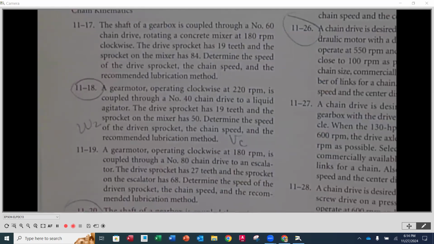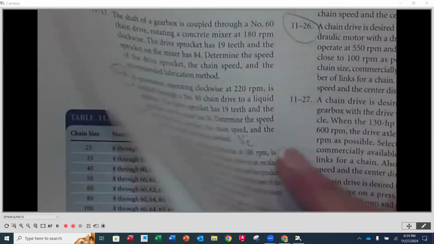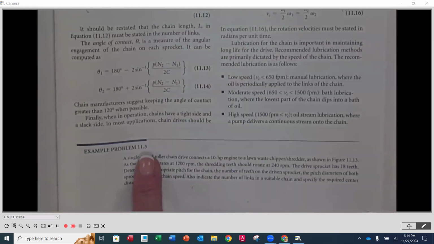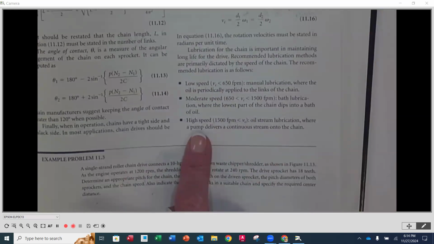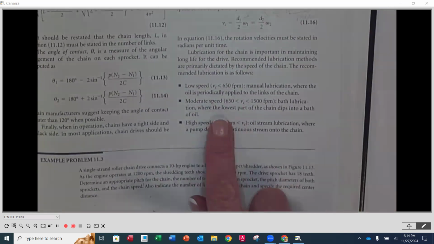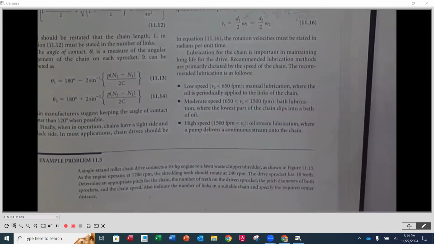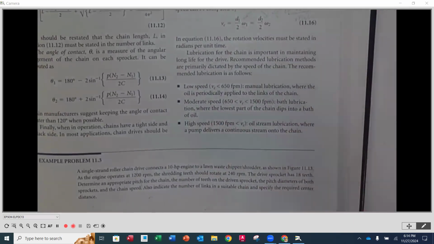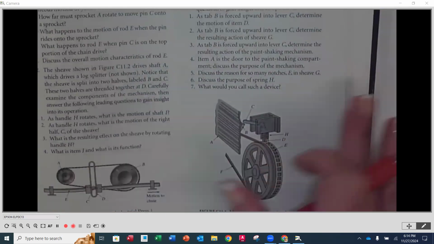Now, once you get your VC, you will compare it to the bottom of the column on page 311, right above example problem 11.3, where we looked at low, moderate, and high speed. Once you determine how fast your VC is, you want to qualify it as low, moderate, or high, and then say, is it a manual lubrication, a bath, or an oil stream? Okay, that's all for that one.